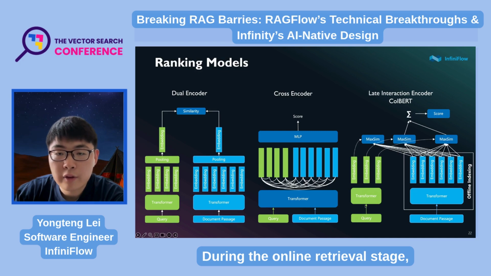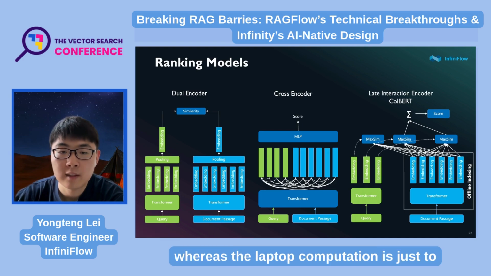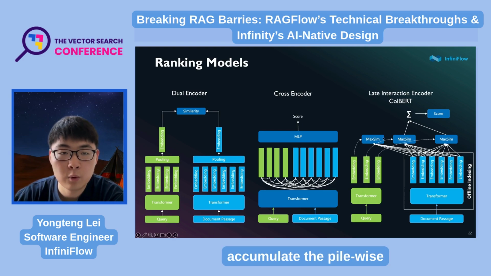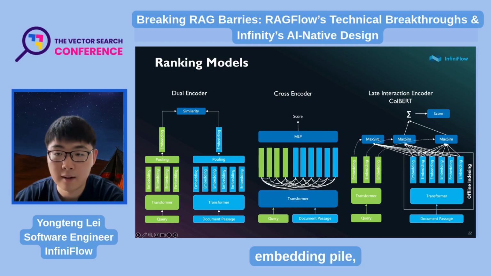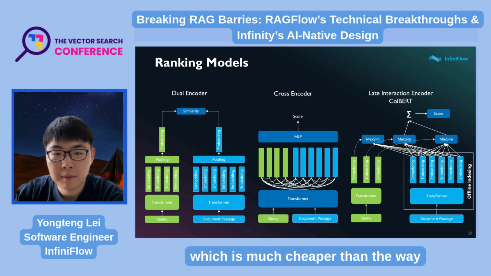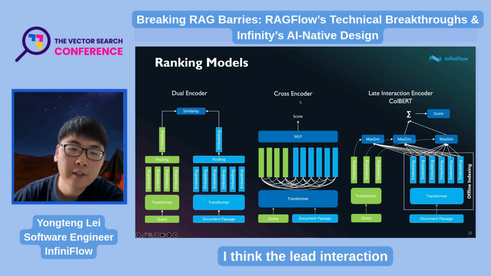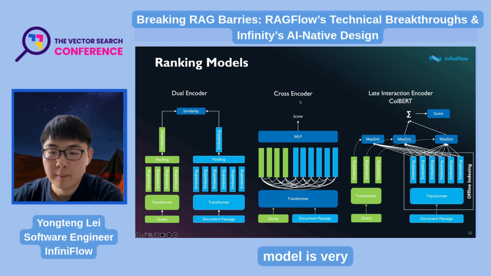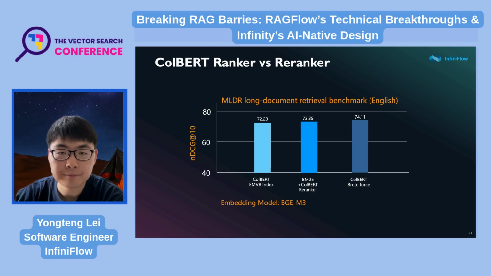During the online retrieval stage, only the query is required to be encoded into a tensor, whereas the remaining computation is just to accumulate the pairwise similarities among each query-document embedding pair. This is much cheaper than the cross encoder way. Therefore, I think the late interaction model is very attractive for RAG.